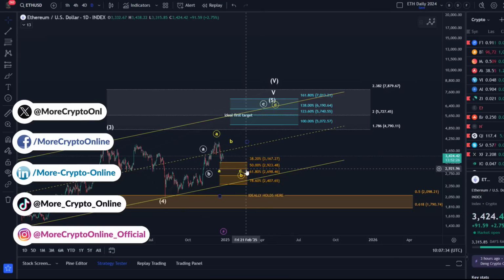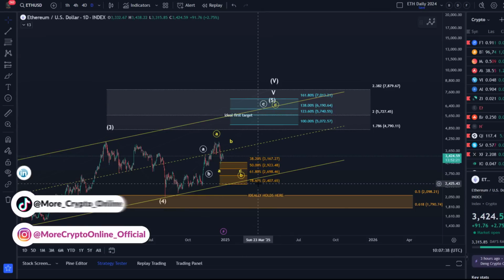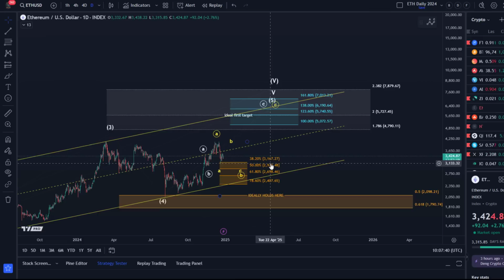cycle. The main support area is located between $2,407 and $3,167, highlighted here by the orange support region. And there are two structures that could allow for higher prices to develop.